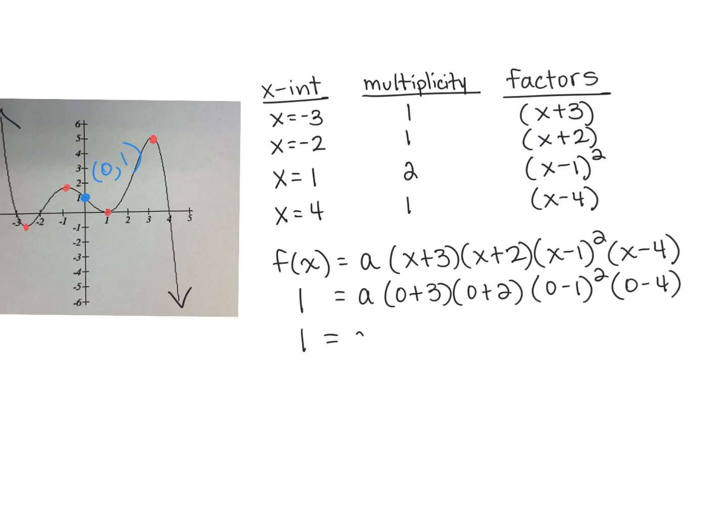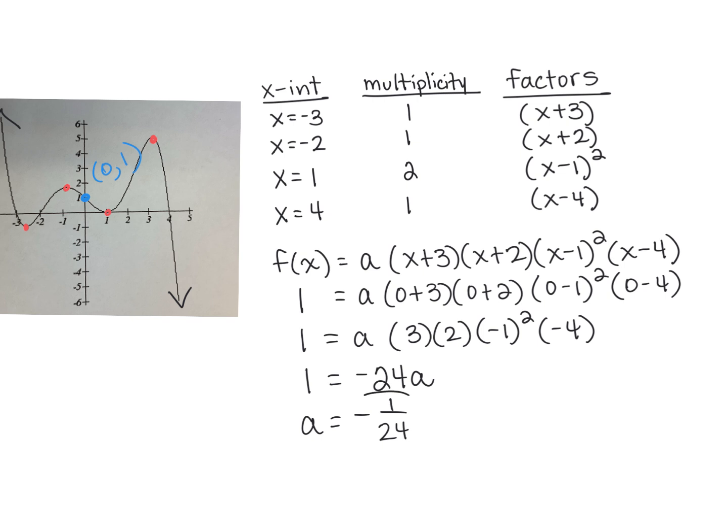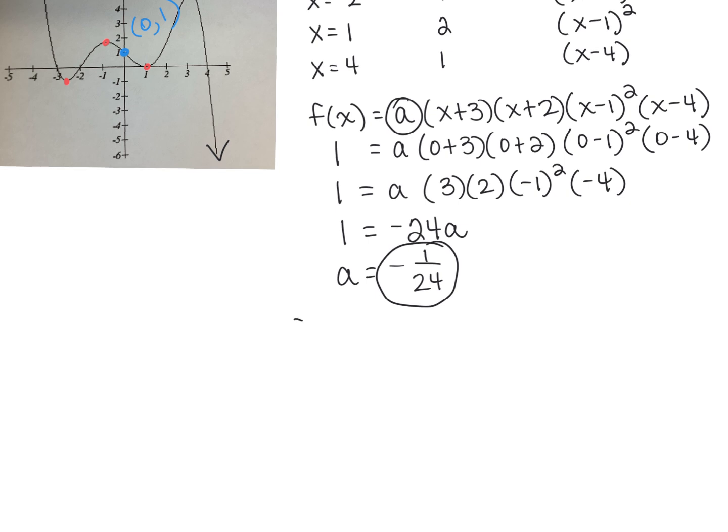So as I look at these, I have A, and then I'm doing 3 times 2 times negative 1 squared, which makes that positive 1, and then a negative 4. So I have 6 times 1 times negative 4 is negative 24A. So A is equal to negative 1 over 24. And this number needs to be put right there to get our final answer. So our final answer for this question is f of x is equal to negative 1 over 24, and then I have my factors. X plus 3 times x plus 2 times x minus 1 quantity squared times x minus 4.